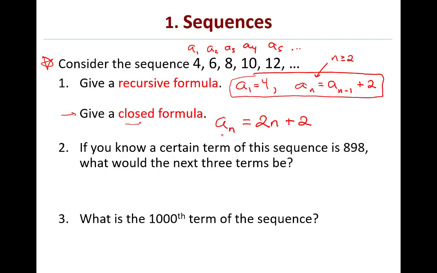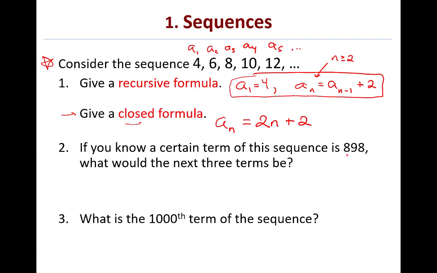So both of these ways of expressing a sequence are good. It's not like one is better than the other. And here are two examples that show us why we might want one formula or the other. Let's say that you know a certain term of this sequence, which goes 4, 6, 8, forever and ever, is 898. What would the next 3 terms be?